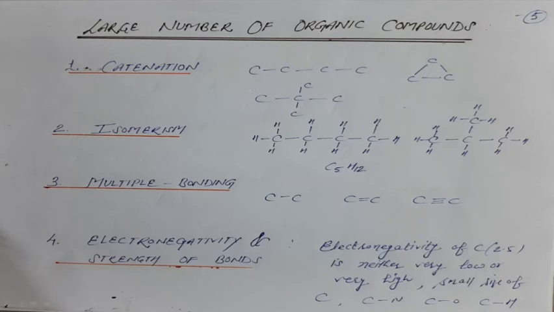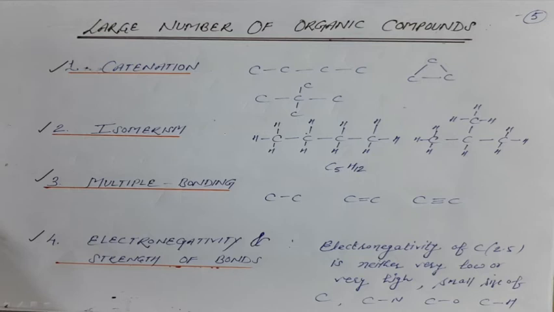Large number of organic compounds. So what are the reasons? These are the four basic reasons. First is catenation, second is isomerism, third is multiple bonding, and fourth is electronegativity and strength of bonds. So first is catenation, the highest catenation of carbon in the periodic table. Due to this catenation property, carbon can make single bonds, double bonds, triple bonds, and also can make straight chain, branch, and ring forms.